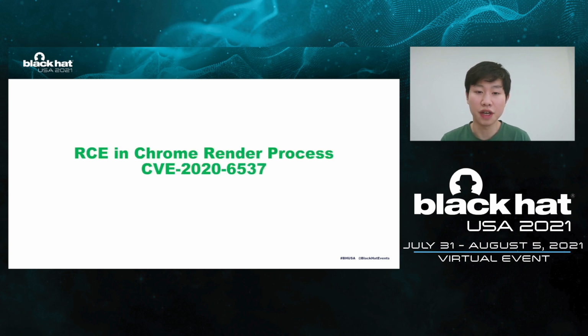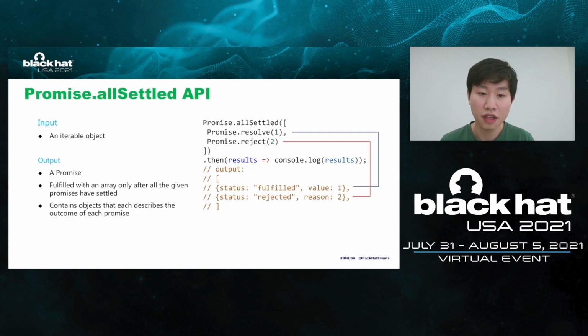So here is the first step, RCE in Chrome render process. This bug exists in the Promise.allSettled built-in function of Chrome's V8 JavaScript engine. Let's take a look at the function first. It accepts an iterable object as parameter in which each member is a promise. The function returns a promise immediately, and the output promise is fulfilled with a JS array only after all the given promises have settled. The array contains objects that each describes the outcome of each input promise.